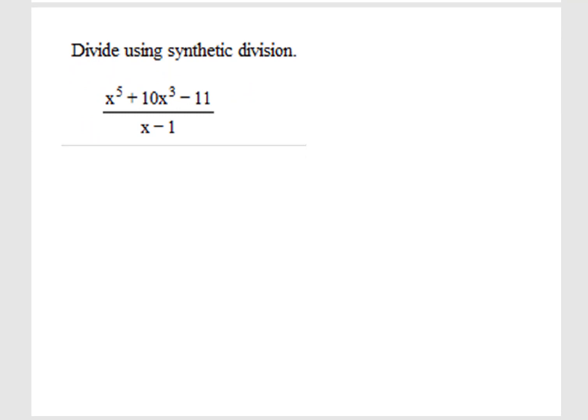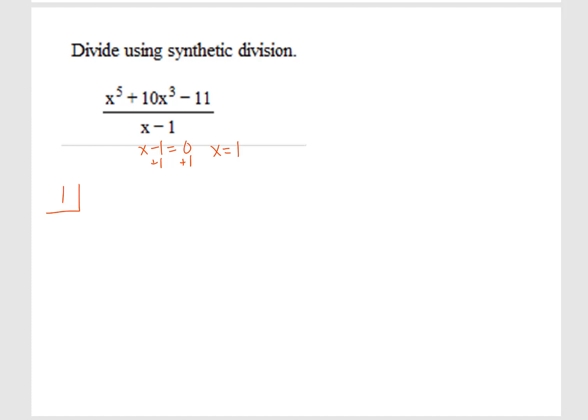Okay, here we go. So I look at my denominator and I'm like, okay, that's a linear factor, so I can go ahead and use synthetic division. I'm going to set this equal to 0, and I get x equals 1. That's going to go in my pocket.